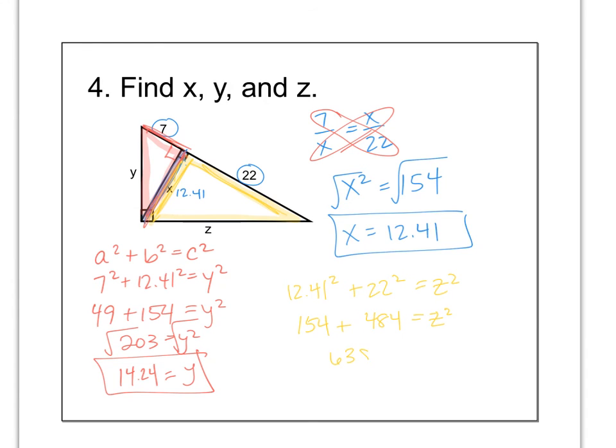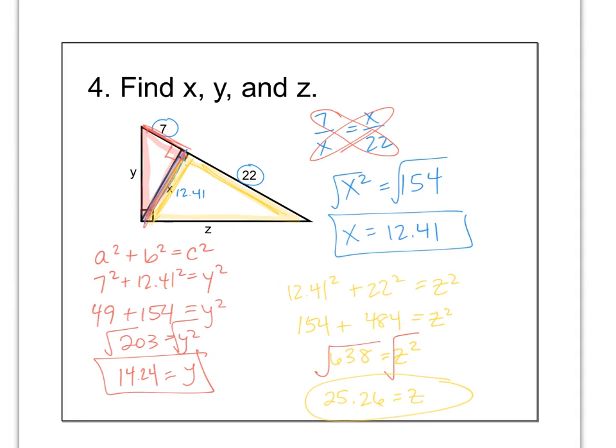That's 638. And now we don't want z squared, we want regular z, so we take the square root. And the square root of 638 is about 25.26. So it is okay to get decimals on these.